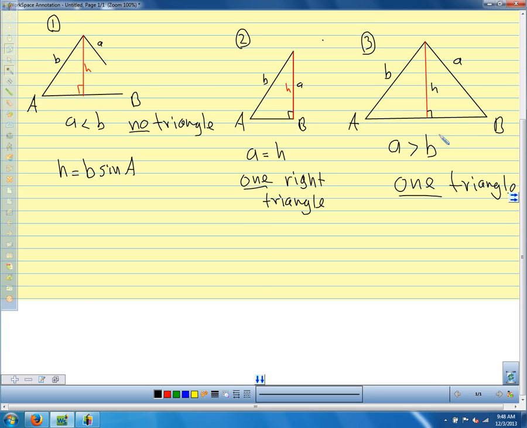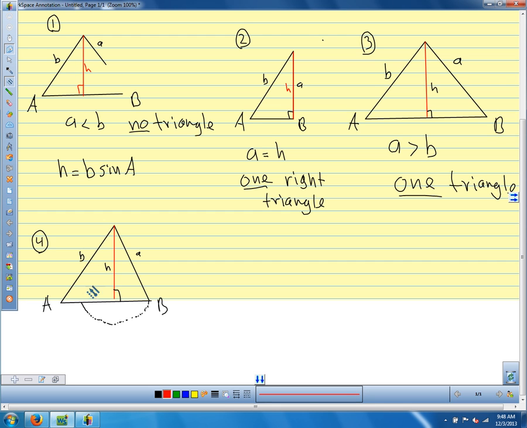Well, here's where things get interesting. This is the example that I drew up above. So there's A, B, A, and angle B. And let me draw my height in as well. And this is the case where I can swing this around and connect this to make another triangle. And that is also side A.